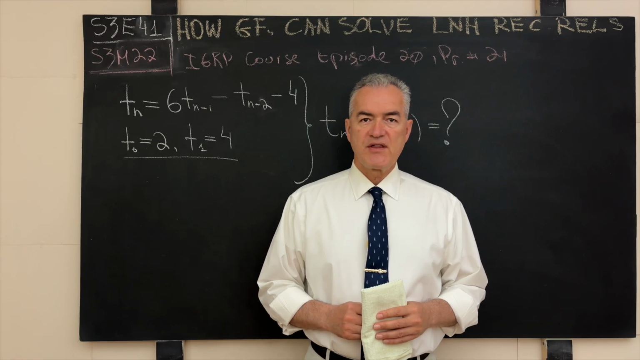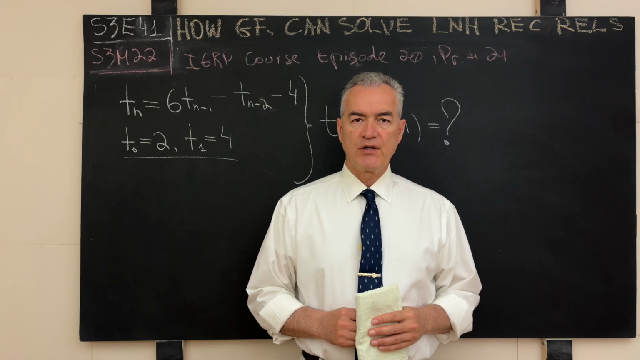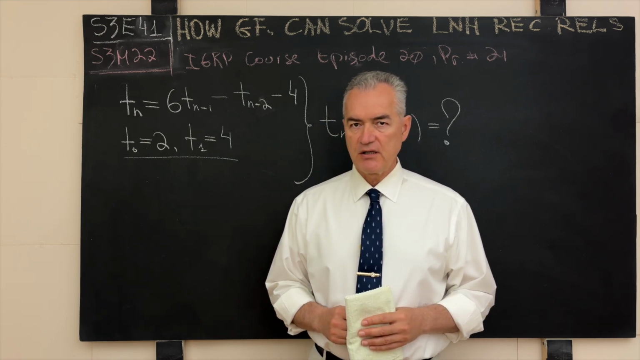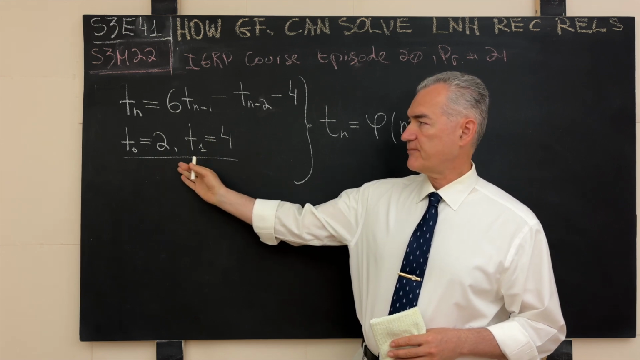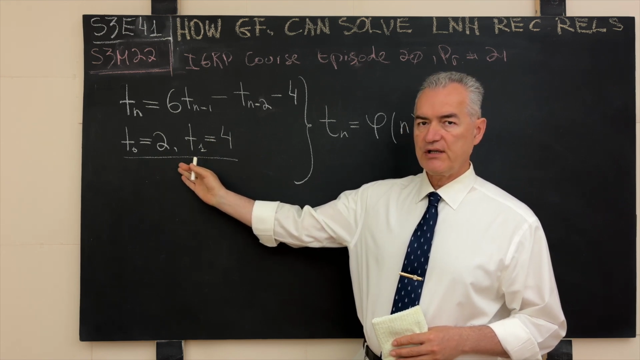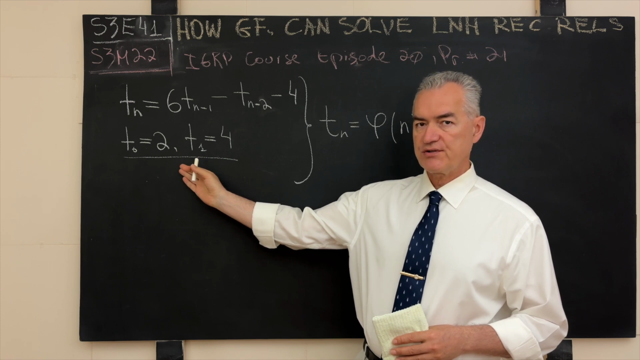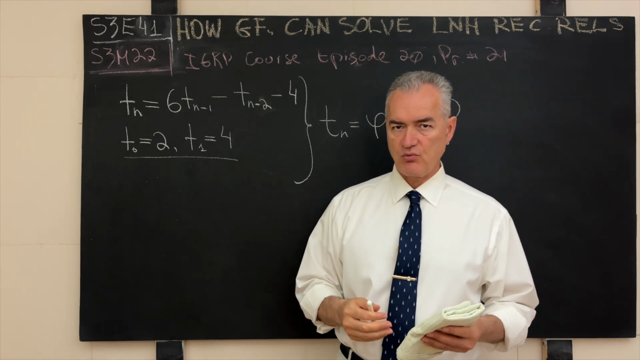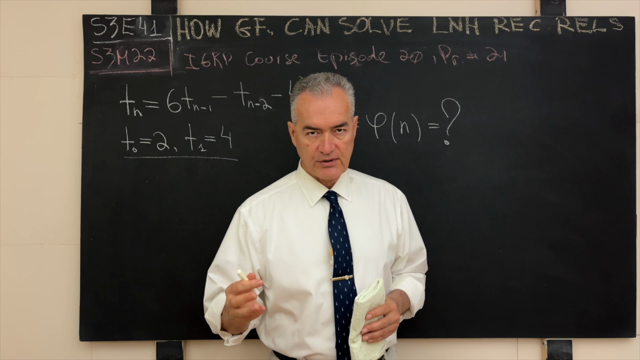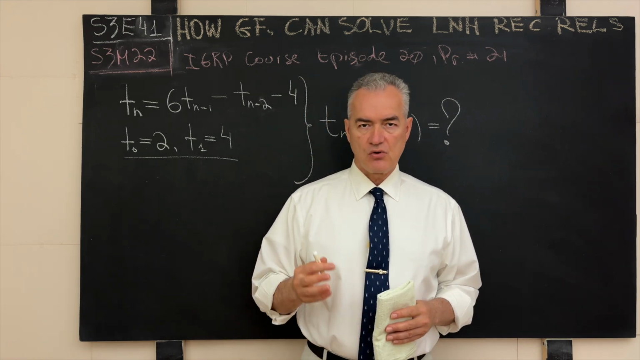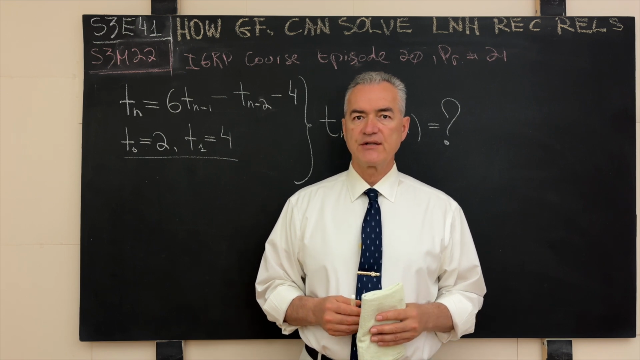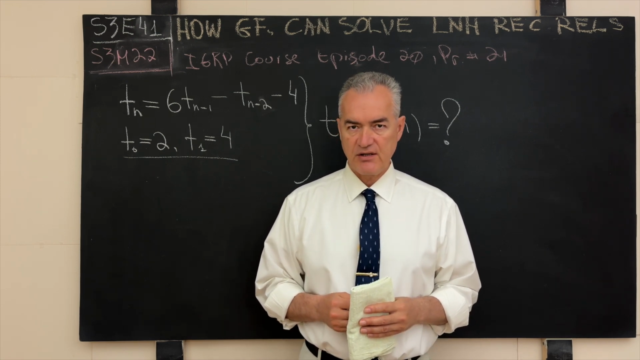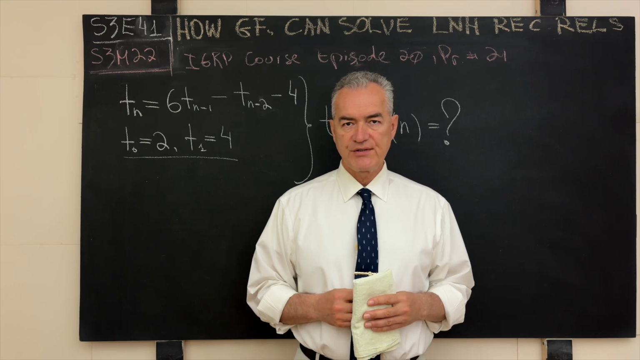The objective of the mathematical problem S3E41 is to solve the linear non-homogeneous recurrence relation that you see on the left side of your screen over here, using the notion of generating functions. And here some of our viewers may say, Roman, why don't you use a characteristic equation or another helper theorem in order to knock out this recurrence relation? But the answer to that question is this is precisely the crux of the matter with this episode.